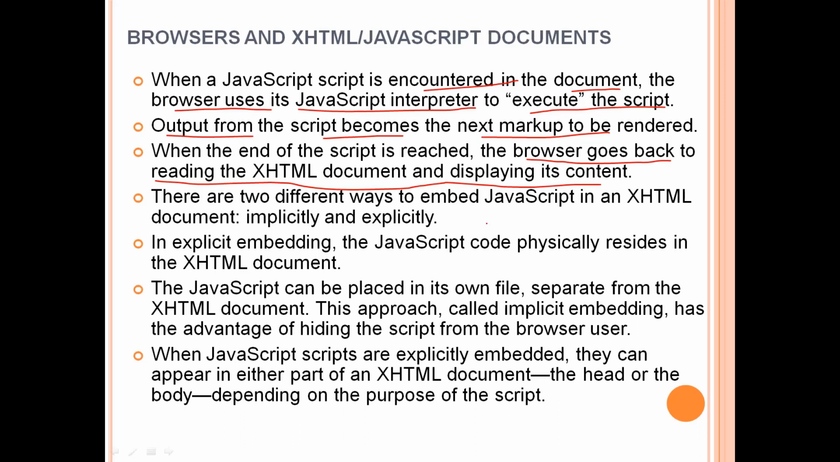Now there are two different ways to embed JavaScript in an XHTML document. By these two different ways we can add JavaScript into our XHTML document. One is called implicit and another is called explicit. So we can implicitly embed it or we can explicitly embed it.